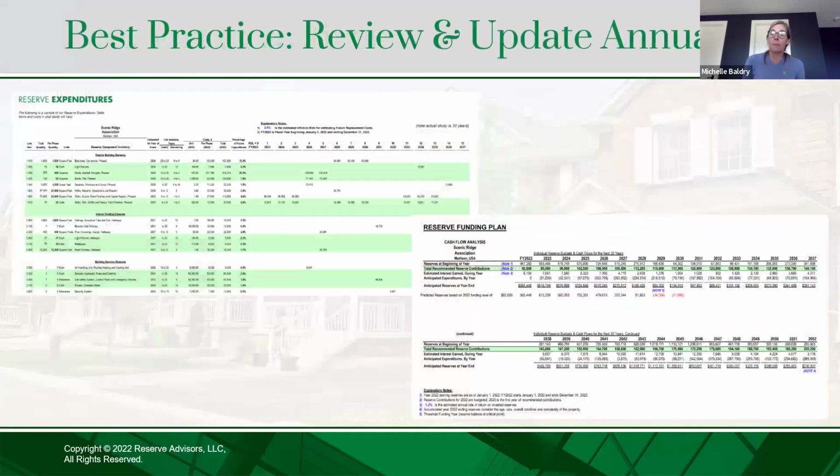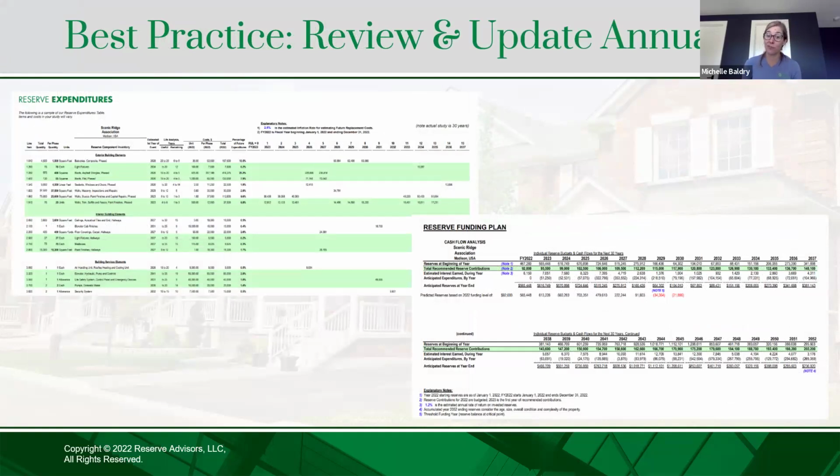And then lastly, best practice is really, now that you've had the reserve study, you've read it, ideally you're incorporating it into your budget, or at least considering it and developing a path to get reserves on track. But you want to be reviewing it annually, right? So as we're entering into 2024 budget season, you're working on your budget for 2025. Take a look at it.